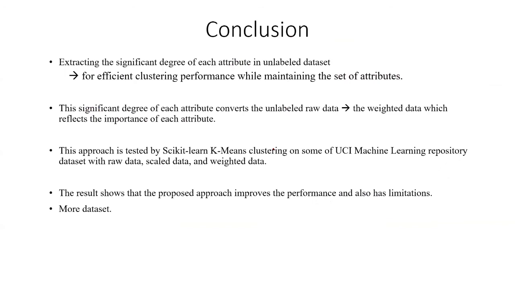So the conclusion is that we want to extract the significant degree of each attribute in an unlabeled data set to see if it really works for efficient clustering performance. This weighted data set reflects the importance of each attribute. We applied this with Scikit-learn K-means clustering, the popular one, to very popular data sets to see how it works. There was a good and a bad result. The good is that there were some improvements, but there are also some limitations.